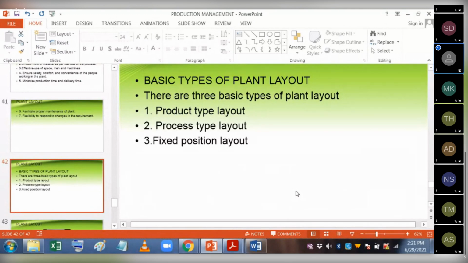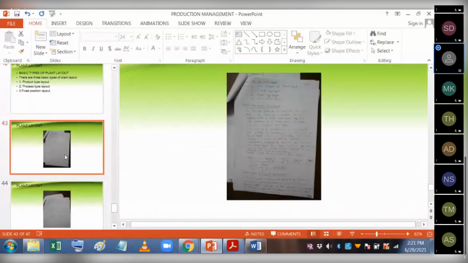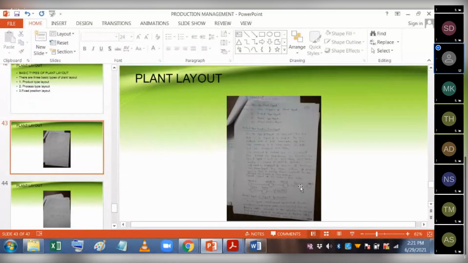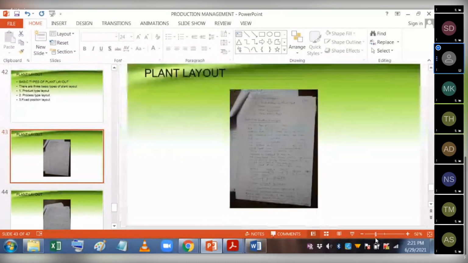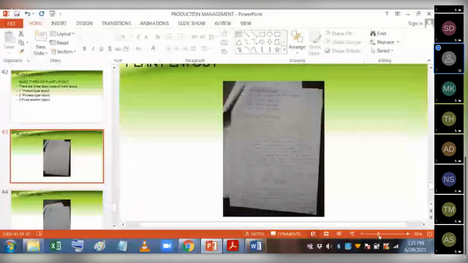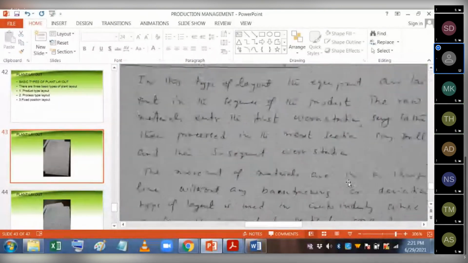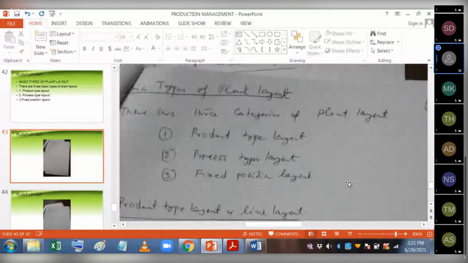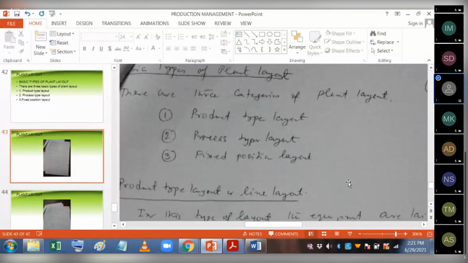Now, in this description, I have the handwritten note here because it has got so much written material that I could not convert it into typed material in the time available. So I have kept it as my handwritten note and I will slowly convert them into typewritten material. For some time you have to withstand my handwritten note, which is not I think very badly written. And if I read it out, then possibly you'll be able to understand this. See, it's not very bad. Okay. So I already told you product type layout, process type layout, and fixed position layout.